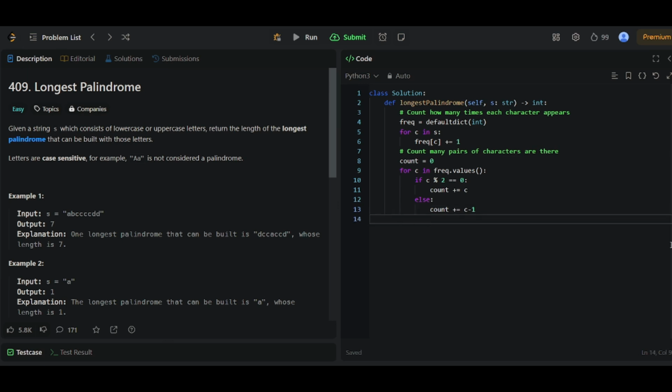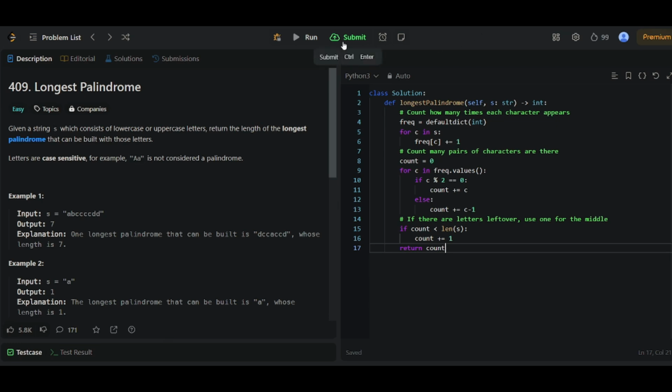Okay, finally, if there are letters left over, use one for the middle. If count is less than the length of s, so there's at least 1 letter left over, count plus equals 1. Return count. So notice how we never actually construct any palindromes at all. We just use some math to figure out what's the longest palindrome we can construct. And now we submit. And this should work.